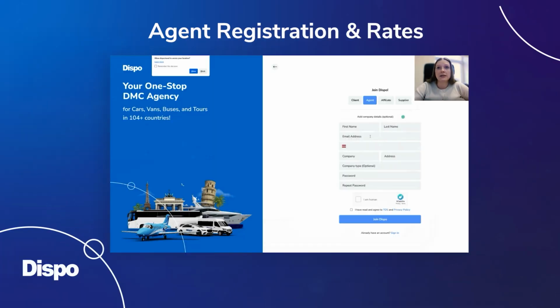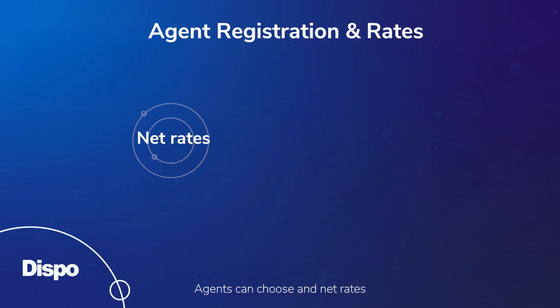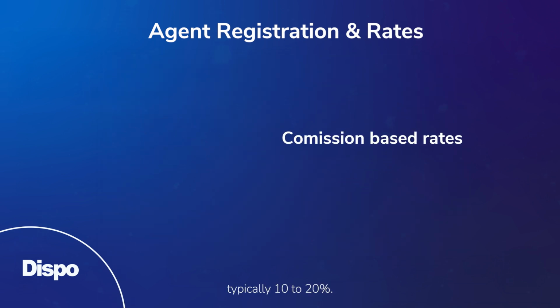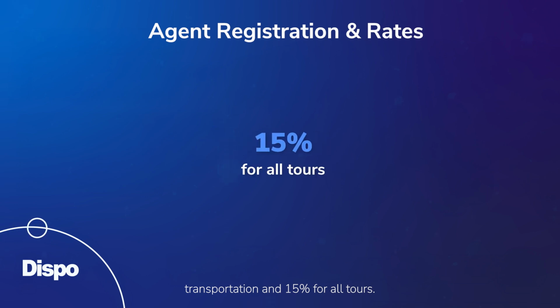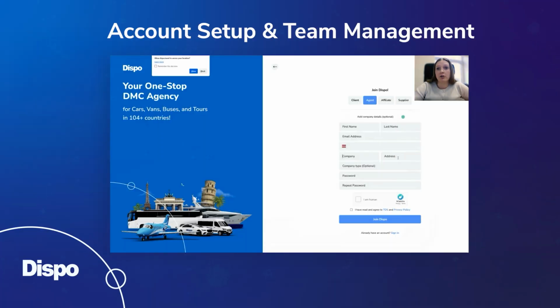Agent registration and rates. Agents can choose net rates or commission-based rates, typically 10 to 20% transportation and 15% for all tours. Account setup and team management.